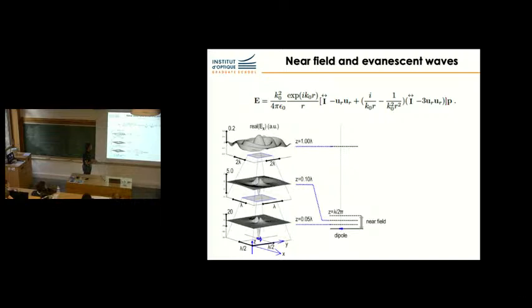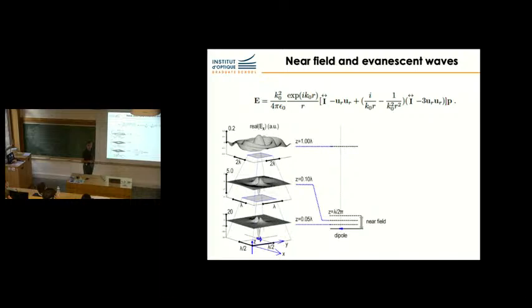With this term, we have a 1 over r cubed contribution, 1 over r squared, and the 1 over r, the far field. So this is the far field contribution, the only one that survives in the far field. And this is the one that is important in the near field. So, from that picture, what is the definition of near field?